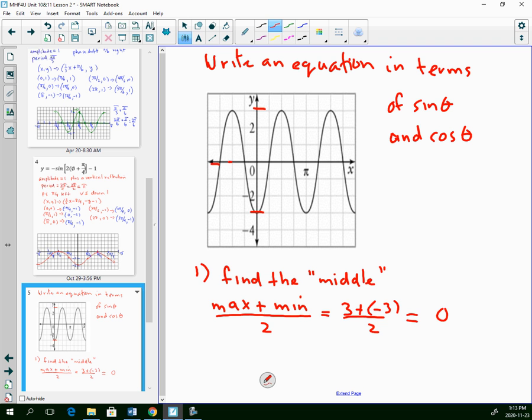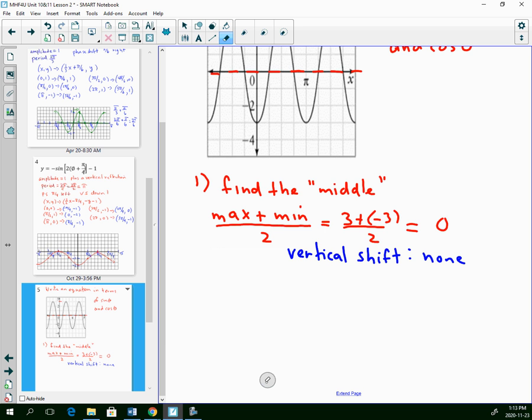So that starts us off. Where is the middle or the sinusoidal axis? Okay, and keep in mind that this is also your vertical shift, right? The graph is normally at the middle. So if it is shifted up or down, then that middle will be shifted up or down. So this has no vertical shift because the middle is at 0, which is where it normally is. Okay. Second thing I would do is the amplitude.